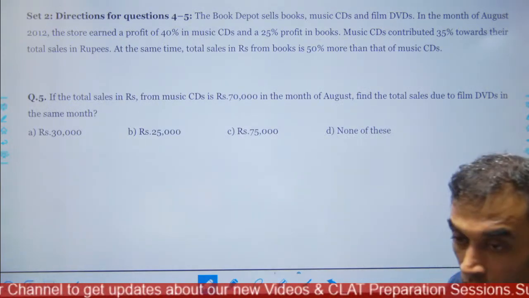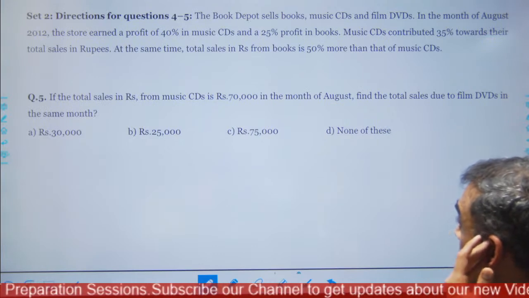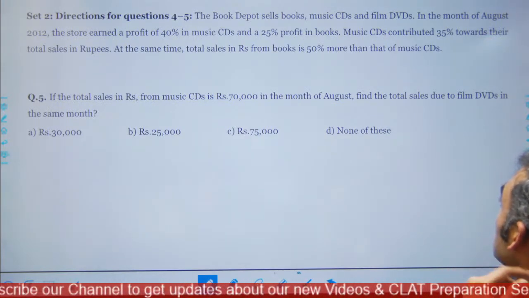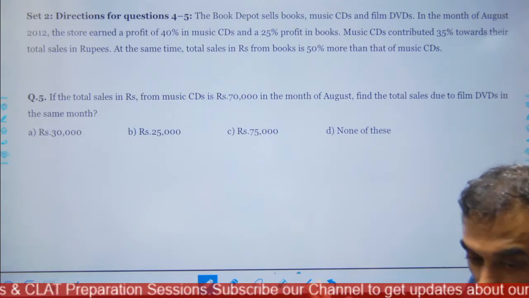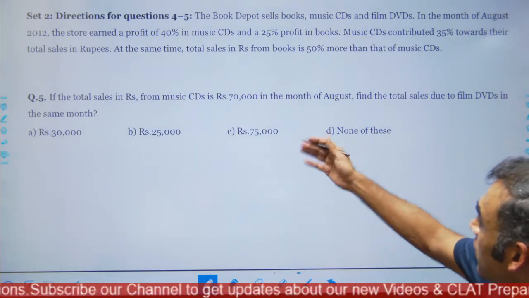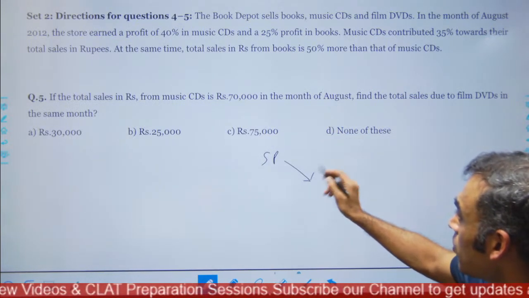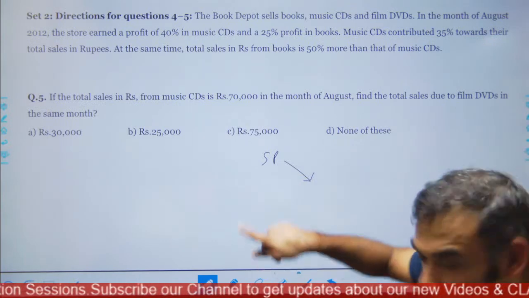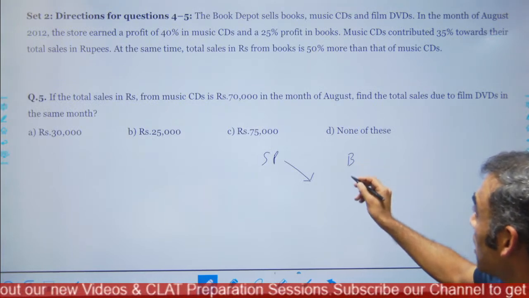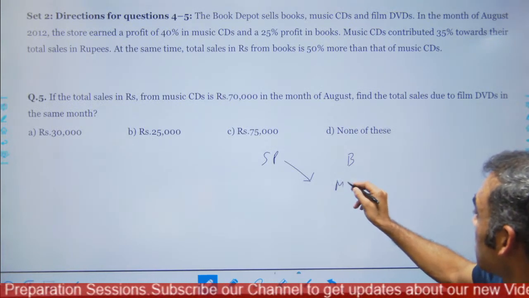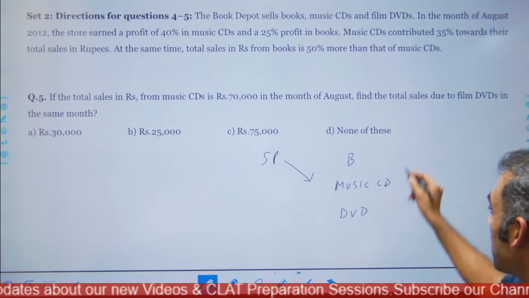Okay, I have one more question now. If the total sales in rupees from music CDs is 70,000 in the month of August, find the total sales due to film DVDs in the same month. So I've removed that. I have to calculate again, but you can just tell me the breakup of selling price that we gave earlier. Can you tell me what the breakup was, because I've lost track of it? What did we get for books? Books and music CDs and DVDs, right? What was the breakup that we found?